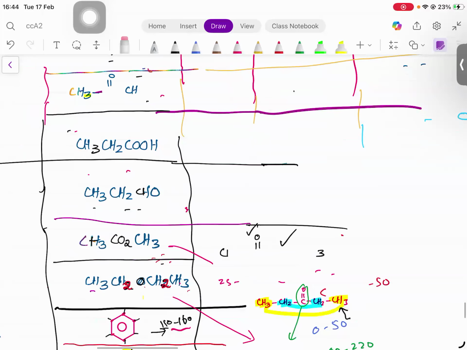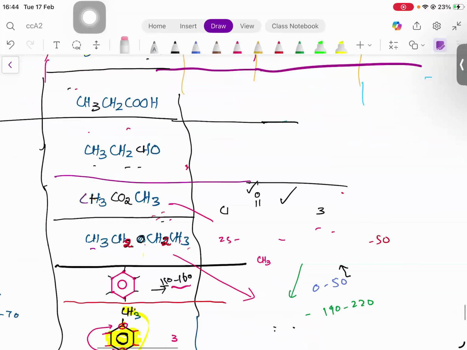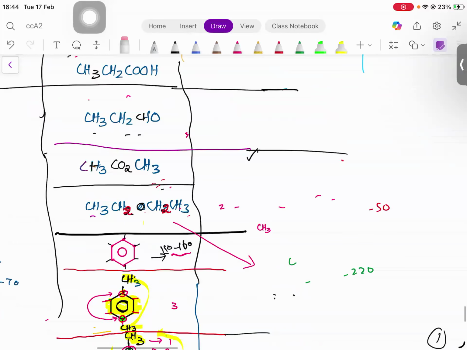Everything is the same. The reference compound is TMS, and similarly, the solvent is the same. Everything is the same. The only difference is that instead of the hydrogen, carbon gives the peaks in the spectrum. Okay.